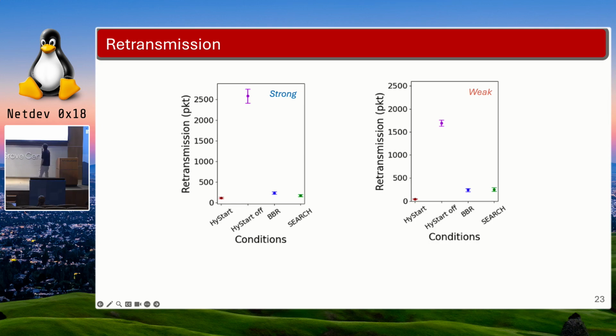And at the weak point, because we did not send too much, the retransmission number is lower, but we have the same story. If we disable HyStart, we will result in a lot of retransmission, and BBR version 1 and SEARCH performed almost similarly in this condition.